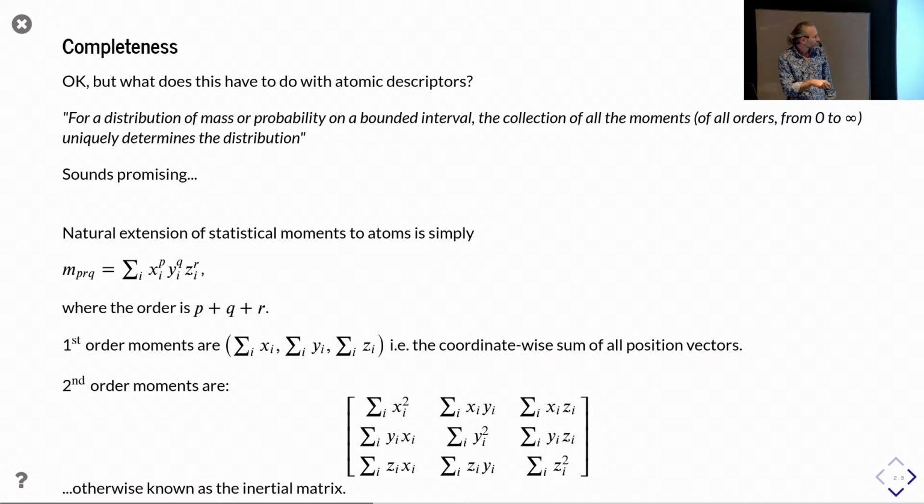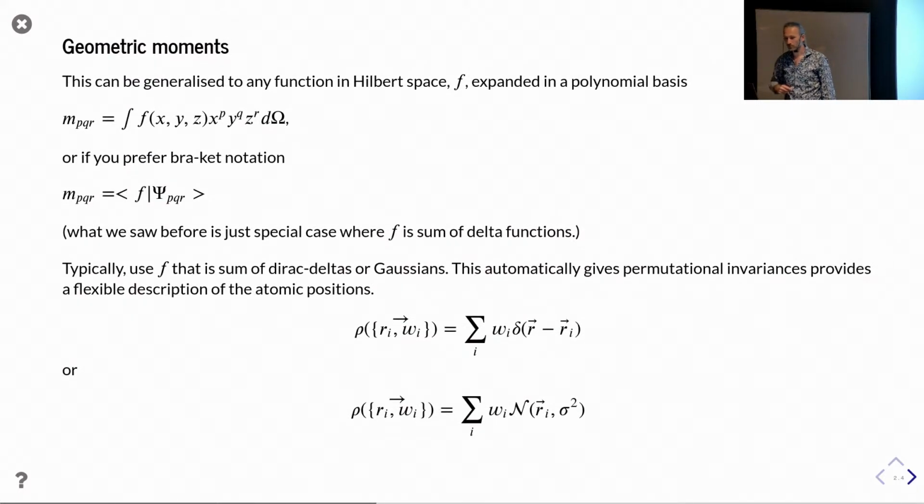So the first order moments are these things. The second order moments become a matrix, which is actually the inertial matrix. And you can keep going, right? And there'll be higher and higher order tensors. What we don't yet have is permutational invariance, right?